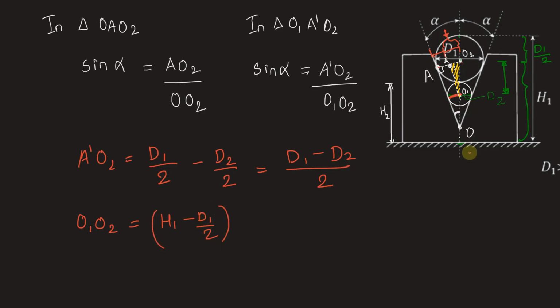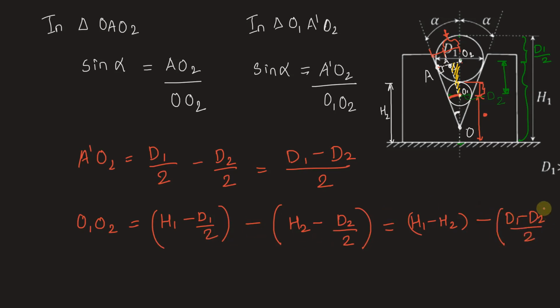This gives us this much distance. And then we have to subtract this distance from it. This distance is nothing but H2 minus the radius of the roller, this much. So that will give us this distance which we have to subtract from the H1 distance. H2 minus the radius of the small roller, D2 by 2. Let's rearrange this. We have H1 minus H2, taking these two other terms together, we have minus of D1 minus D2 by 2.